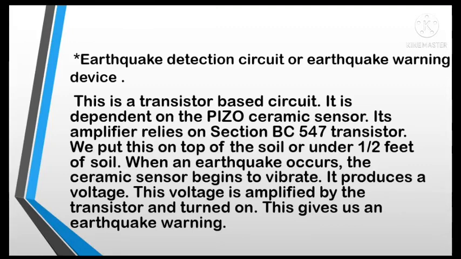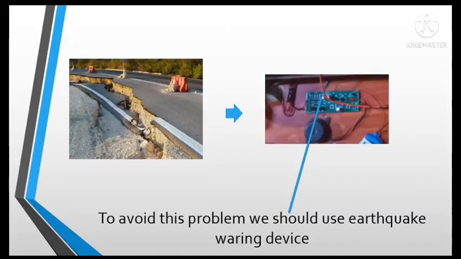Fourth one is the earthquake detection circuit or earthquake warning device. This is a transistor based circuit. It is dependent on the piezoceramic sensor. Its amplifier relies on the BC547 transistor. We put this on the top of the soil or under half a foot of soil. When an earthquake occurs, the ceramic sensor begins to vibrate. It produces a voltage. This voltage is amplified by the transistor and turned on. This gives us the earthquake warning.